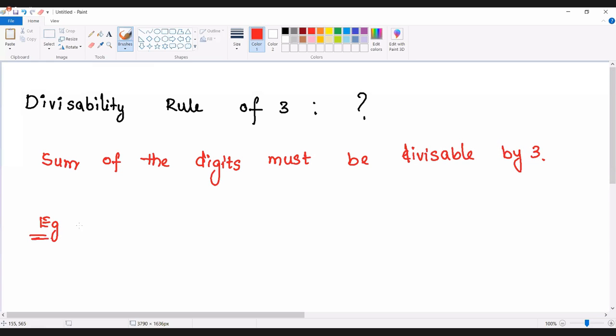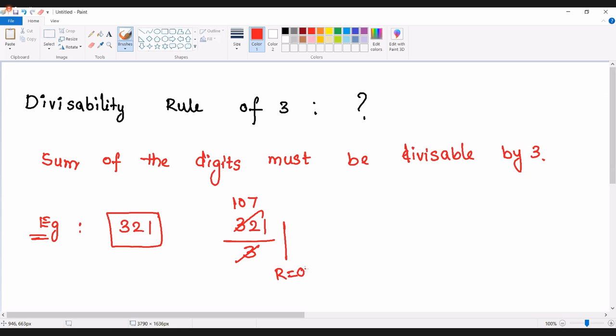For example, we have a number 321. Is this number divisible by 3 or not? That is the question. You can manually divide by 3: 3 tens are 30, we are left with 21, 3 sevens are 21, remainder is 0. We can say it is divisible.